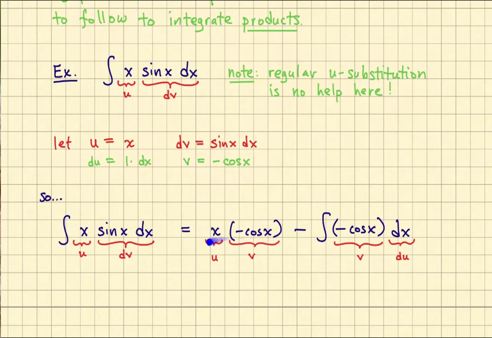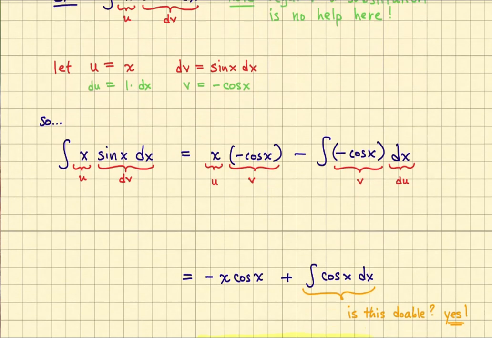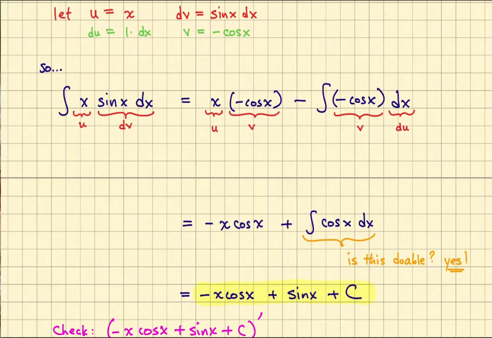Well, here there's no integration to do, so we'll just simplify. Here we'll just pull the minus out and we'll take inventory. This is what it is. This becomes a plus integral of cosine x dx, and the question is, is this integral doable? And yes, it absolutely is. It's in our standard repertoire, and so we'll anti-differentiate the cosine x to get sine x. We'll pick up a plus c, our constant of integration.